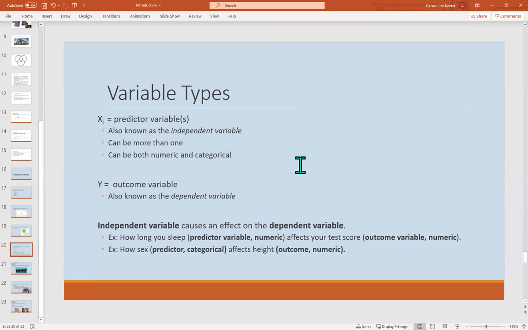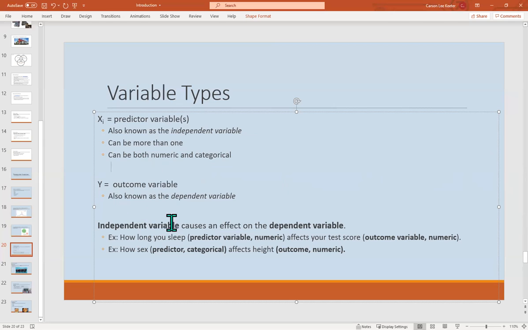Now I'm going to hint at it, or I guess just say it again. In the categorical case, if we wanted to test the difference between males and females and their height, our predictor variable is categorical, males and females. And our outcome variable, our dependent variable, is height in that case. Okay. But again, if you wanted to say, well, how does height affect weight? Well, our predictor variable is height. It's numeric. And our outcome variable is the thing that we're trying to measure, and that is weight in this case.